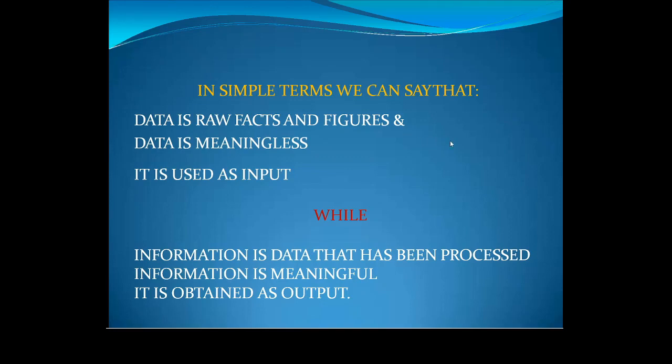In simple terms, we can say that data is raw facts and figures, and data is meaningless. It is used as input, while information is data that has been processed. Information is meaningful. It is obtained as output. So this is the difference between data and information.